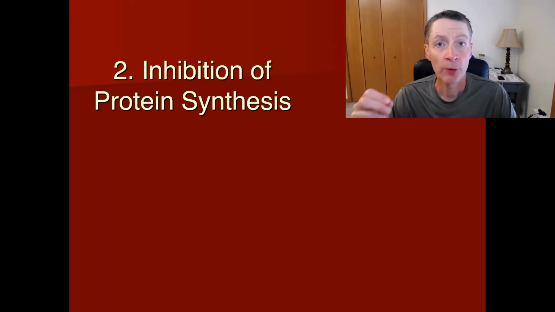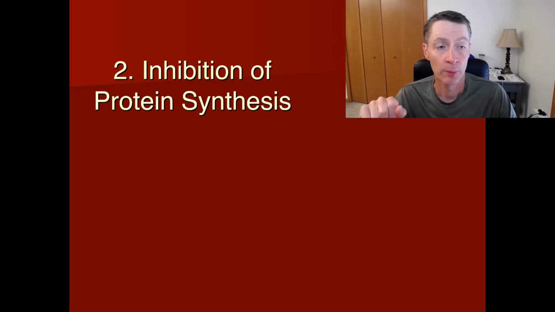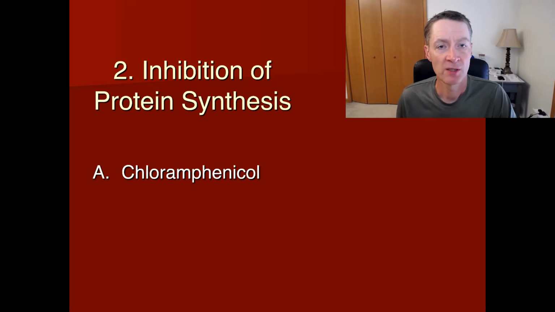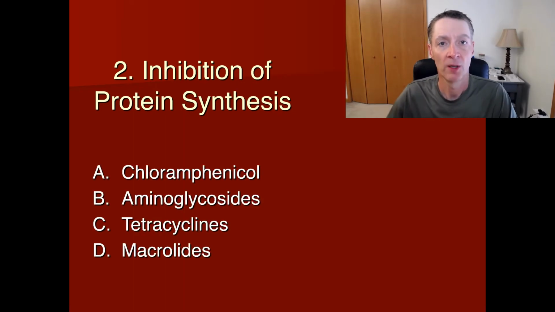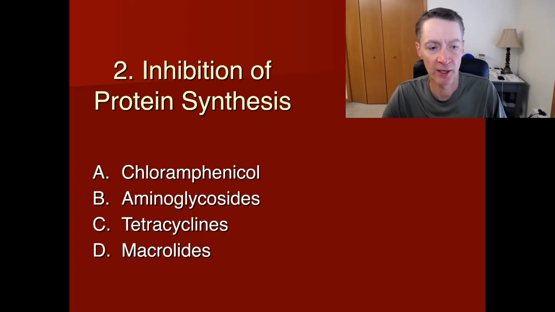We want to know the subgroups within each classification, and we would want to know an example of one antibiotic in each subgroup, okay? And it's going to get easier as we go. There were 5 subgroups within the first cell wall classification. This protein synthesis group has 4, okay? So it's going to get lower and lower. There won't be 5 in every category. But the names of the different groups within protein synthesis are chloramphenicol, aminoglycosides, tetracyclines, and macrolides.